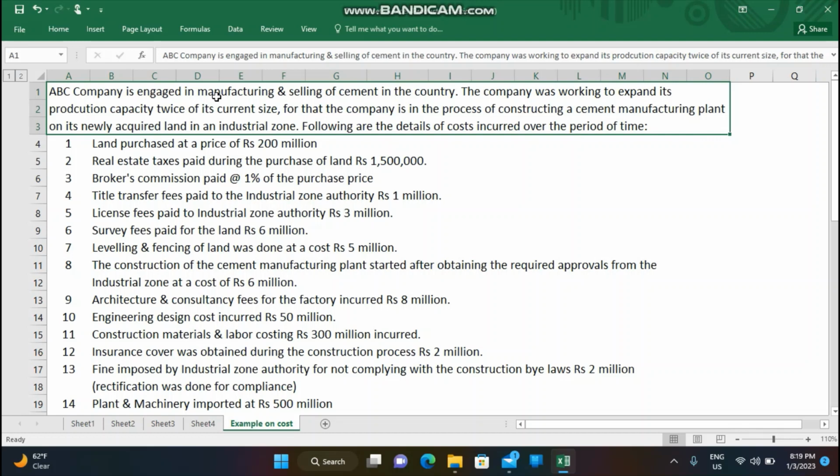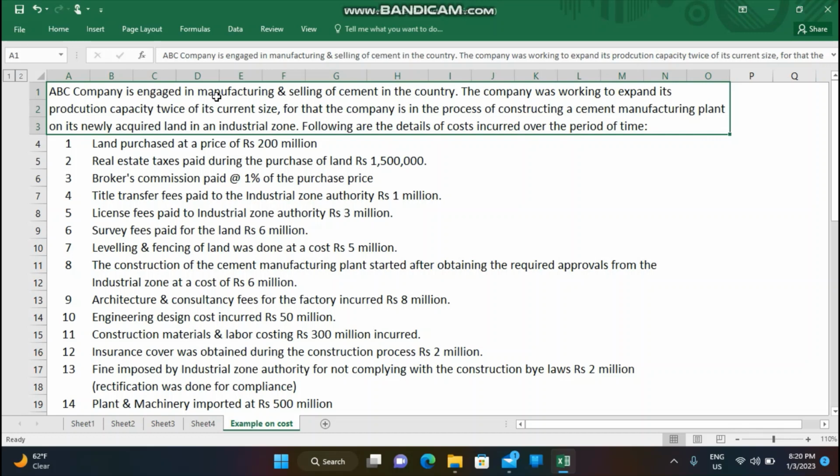In today's video, we are going to see another example on cost of fixed assets. In this example, we will see different transactions and we'll see how the cost will be computed and how it will be recorded in the books of accounts. We have also seen in previous videos many examples on cost of fixed assets.